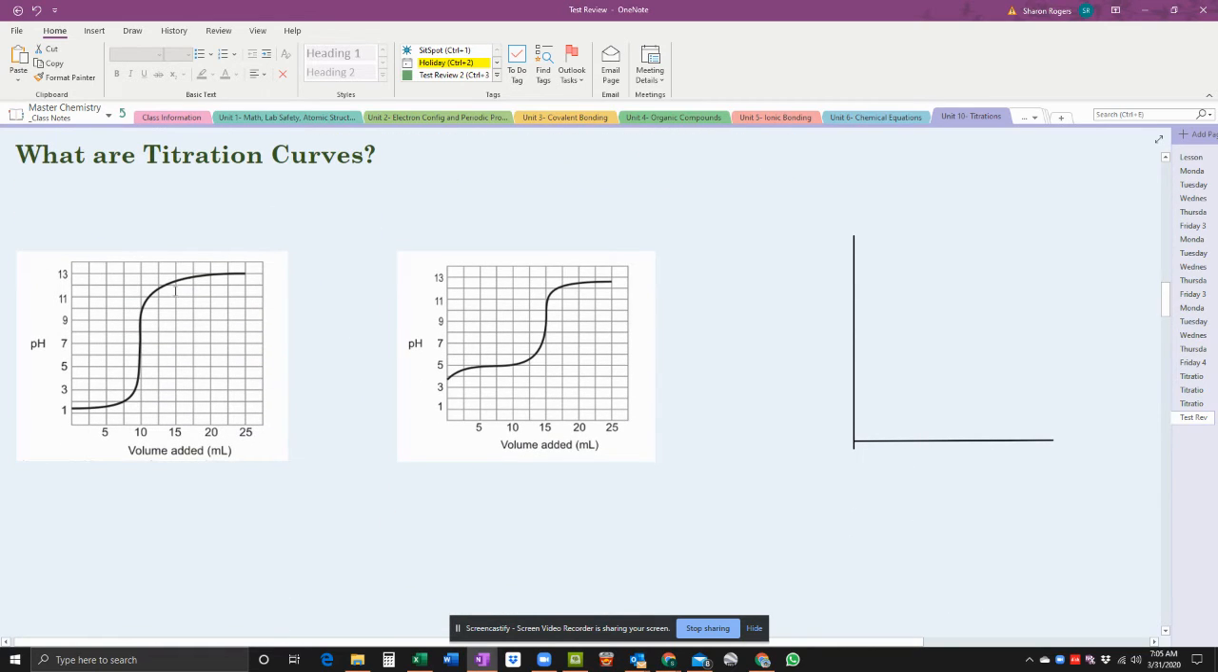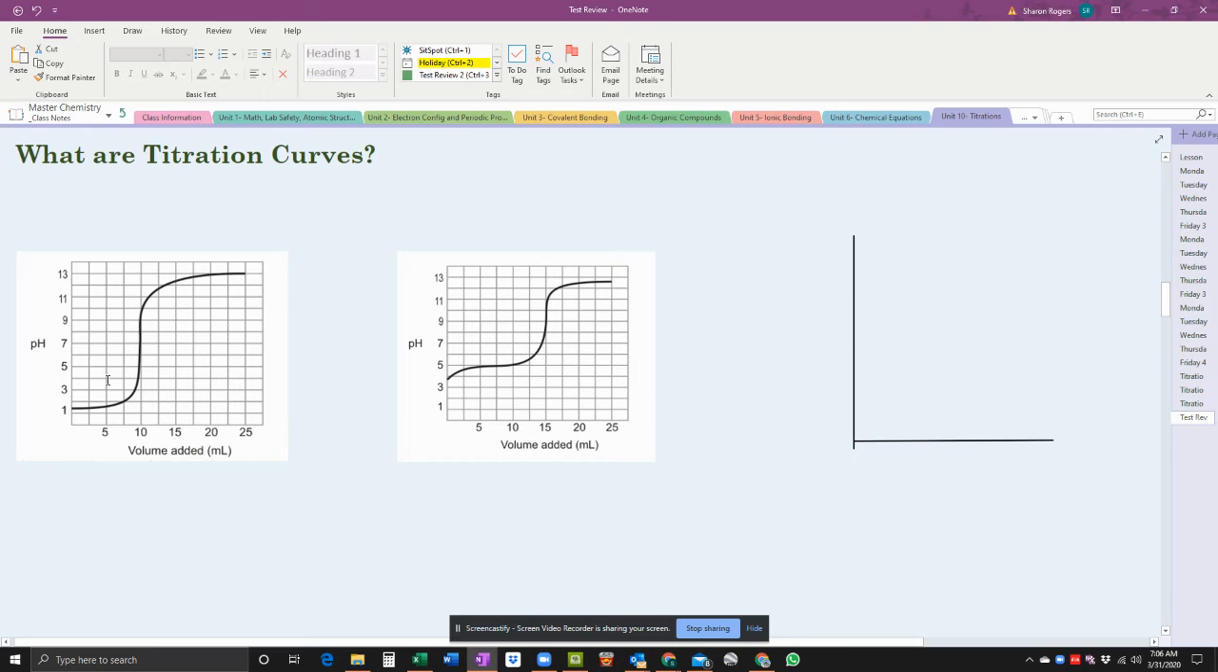Okay, so the next slide here. What are titration curves? Well, a lot of times titration curves can indicate what type of acid and base you're working with. So if I were to first look at these two, which one is the strong acid and the strong base, and which one's the weak acid and the strong base? Well, you should have picked this one. How do I know? Well, there's that sharp increase there.